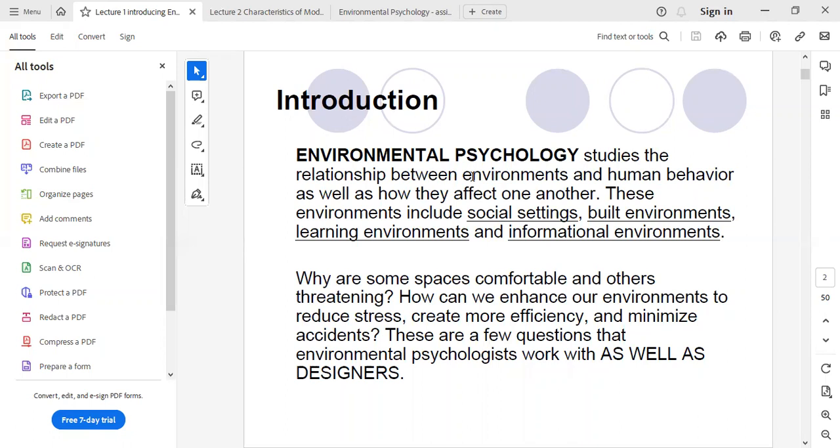Okay, so it studies the relationship between the environment and human behavior, which means your behavior as well as the correlation between your behavior and the environment that you are found in, as well as how they affect one another. And also these environments include social settings, where we spend our time, our friends, family, and all those concepts which run around social settings, and then goes to built environments.